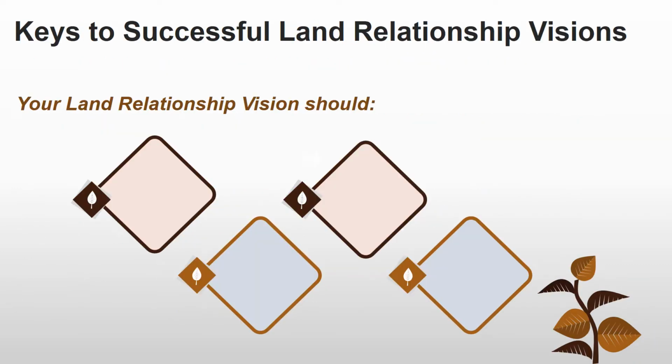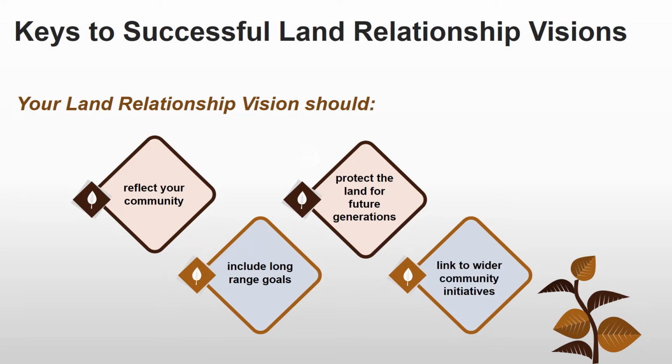There are several keys to successful land relationship visioning. This vision should reflect your community by including community values and voices. It should include long-range goals and protect the land for future generations. Lastly, your land relationship vision should link to wider community initiatives, such as initiatives in economic development, education, culture, and language.